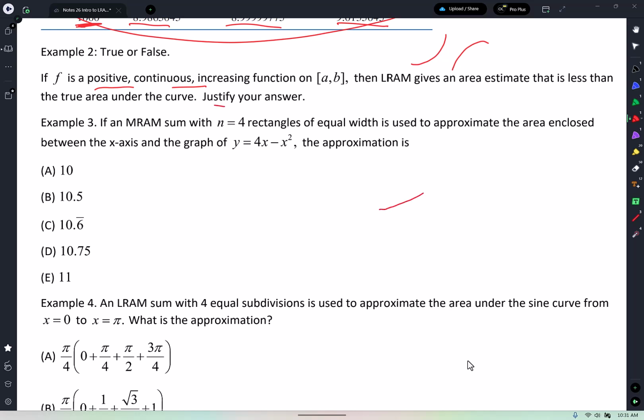Well, I don't know. Let's find out. Let's do 2 rectangles. If I do 2 rectangles, boom and boom. That's for that. And let's say if I'm continuous like this, boom and boom. Does that look like it's going to be an underestimate? Yes. True. As long as you're continuous, positive, and increasing, regardless of concavity, it's going to be an underestimate.